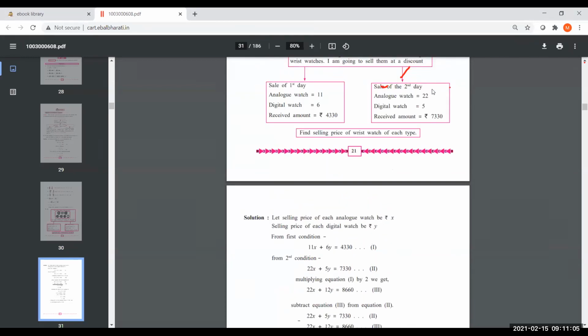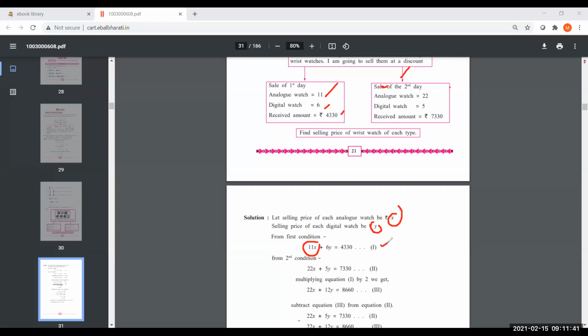selling price is given. Look here, 11 analog watches were sold and 6 digital. For the analog watch, we take the price as X, meaning one analog watch was sold for X rupees. So obviously 11 watches will be sold for 11X. Same for the digital watch: one was sold for Y rupees, so 6 digital watches will be sold for 6 into Y, and the total price is given to us as 4,330 rupees. So this frames our first equation.